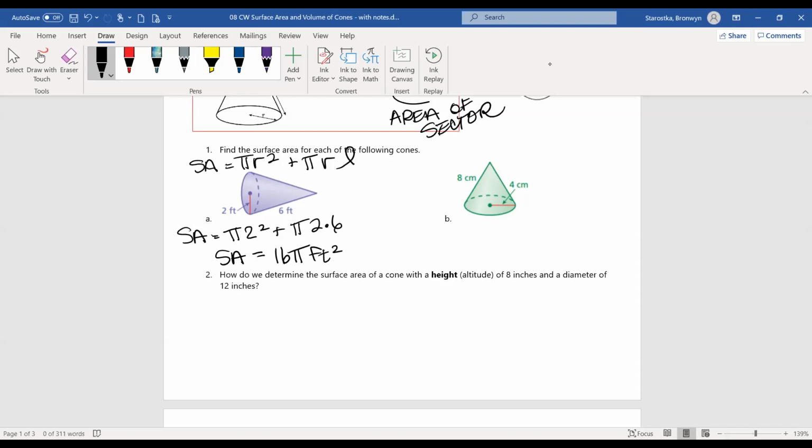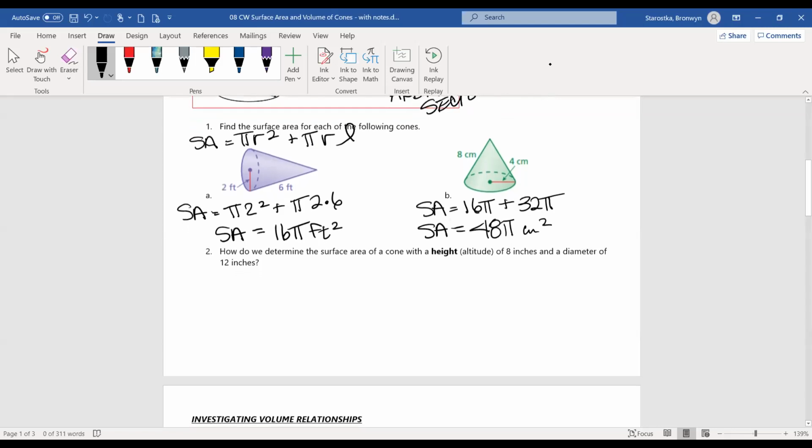Here we go. Here's another little cone. Surface area. Pi 4 squared, so 4 squared, 16. 16 pi plus pi times 4 times 8, and 4 times 8 is 32. 32 pi for the R and the L. And so adding that together, surface area, 48 pi centimeters squared. Pretty easy. So plug and chug.